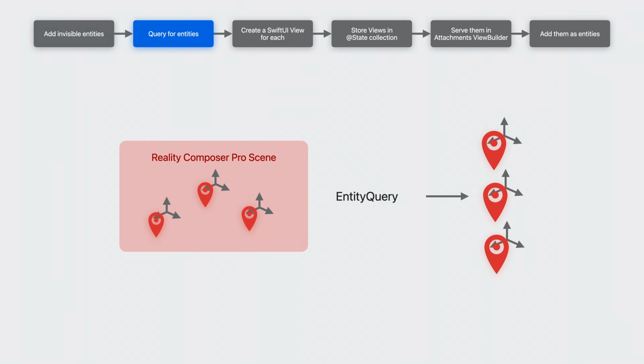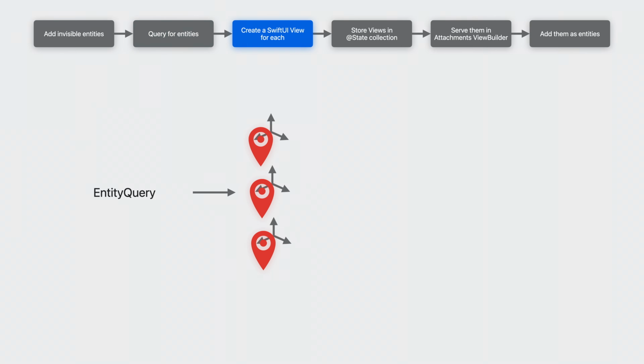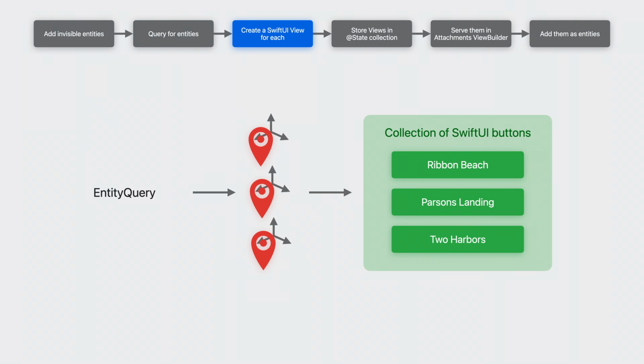In our code, we get references to these entities by querying for all entities in the scene that have the point of interest component on them. The query returns the 3 invisible entities we set up in Reality Composer Pro. We create a new SwiftUI view for each one and store them in a collection.